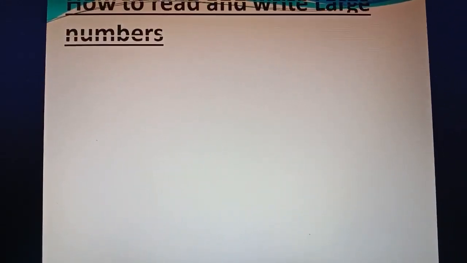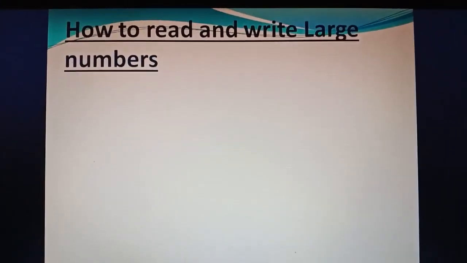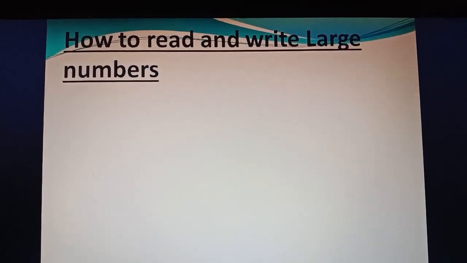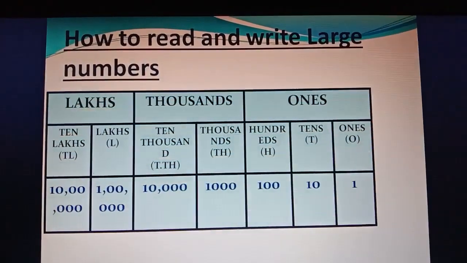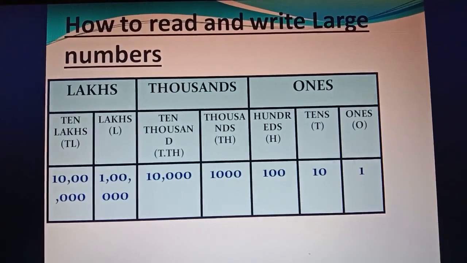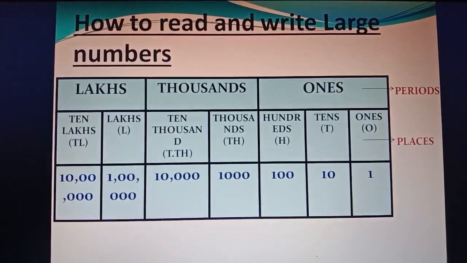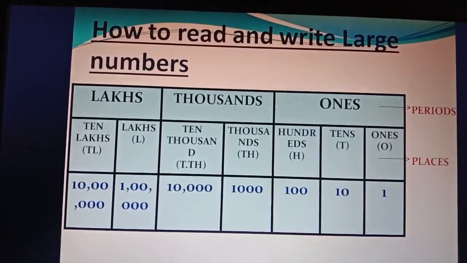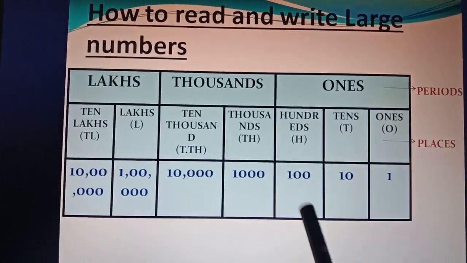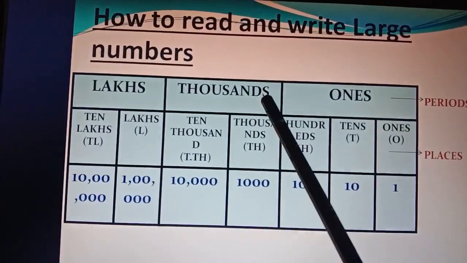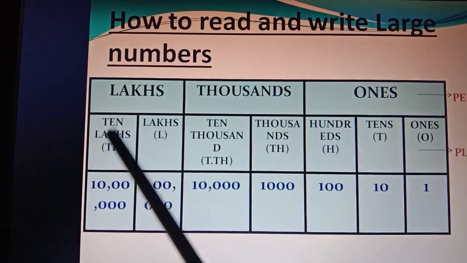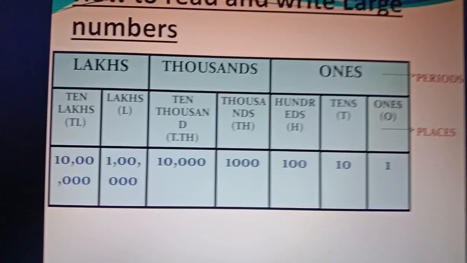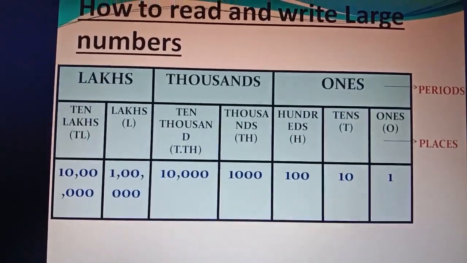Now next comes how to read and write large numbers. So we read and write large numbers by dividing the places into periods. So the last three places, ones, tens, hundreds, make ones period. Thousands and ten thousands make thousands period. Lakhs and ten lakhs make lakhs period. So these are the periods which divide into different places.